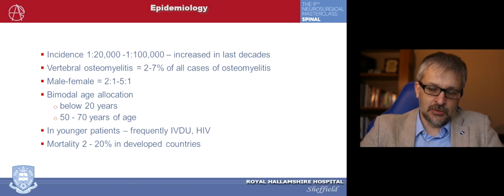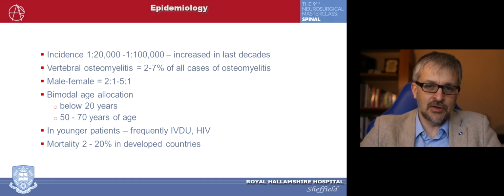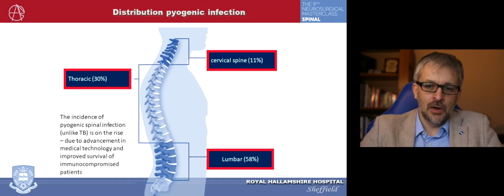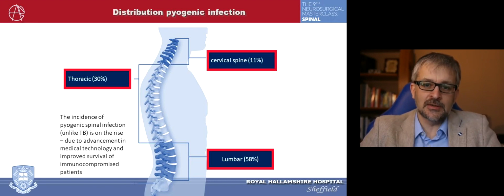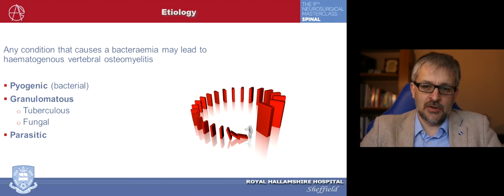Another important thing to remember is that in those younger patients, the infection is frequently associated with intravenous drug abuse and HIV, so immunodeficiency syndrome. If you look at distribution per spinal segment, you will see that in the cervical spine, the infection is only 11%, so it is not so frequent, and the most frequent one is in the lumbar spine, which represents approximately 58% of cases.